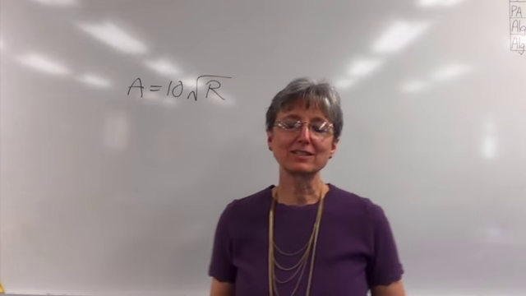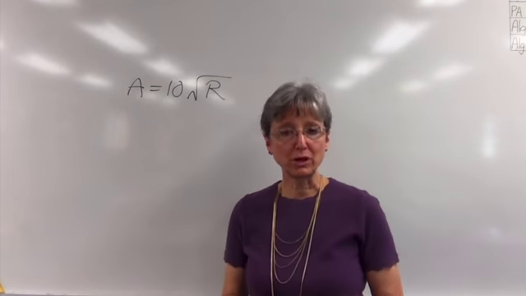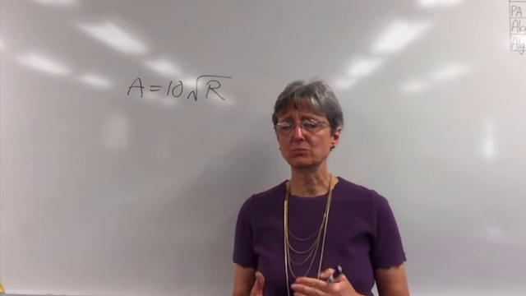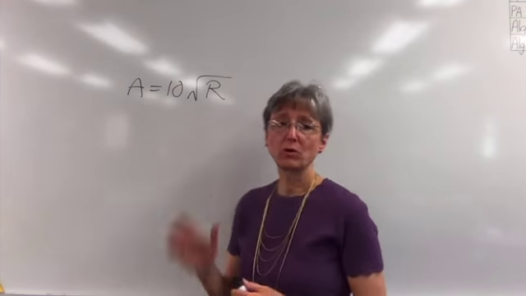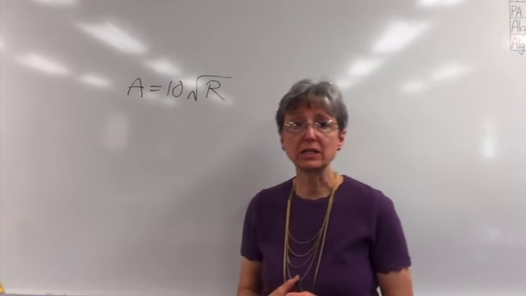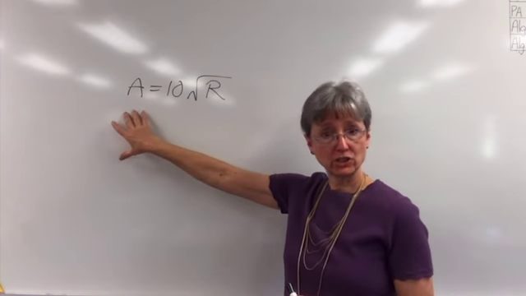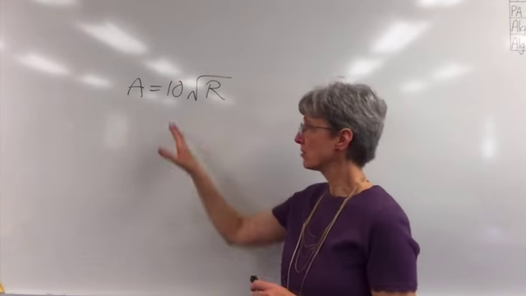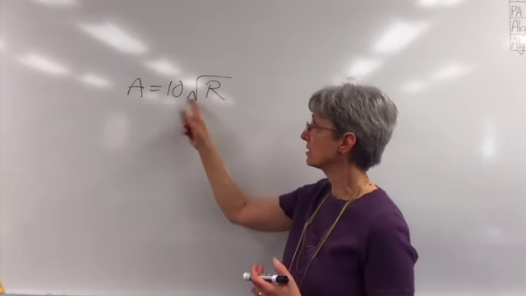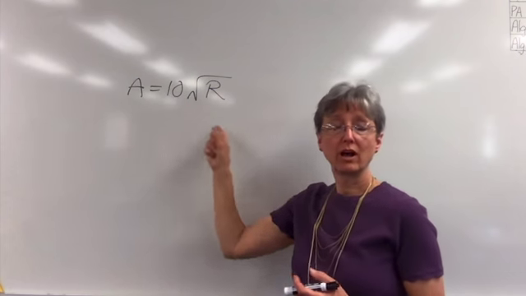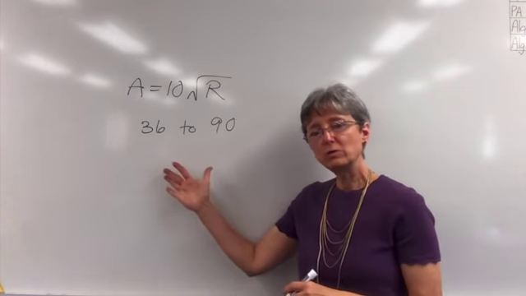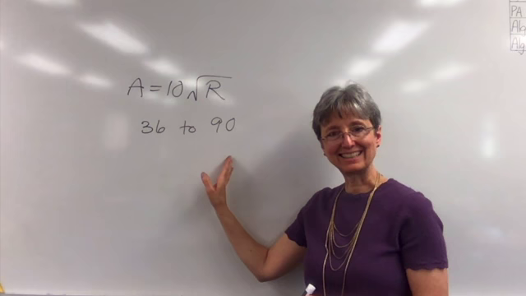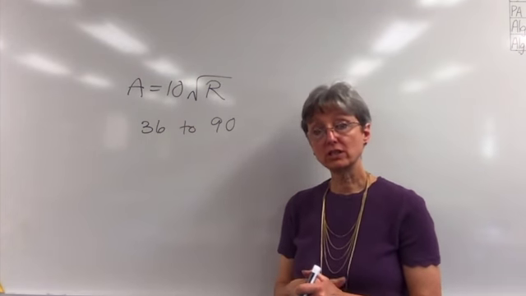Okay, so our last problem in this is a word problem. It says that some teachers will adjust raw scores when they give a test that is particularly difficult, and this is a formula that they use, which is pretty crazy if you ask me. So A stands for the adjusted score and R stands for the raw score. So in this case, if the teacher used this, it would be 10 times the square root of the raw score. What would be the adjusted scores for raw scores that ranged from 36 to 90? What would be the range of the adjusted scores?